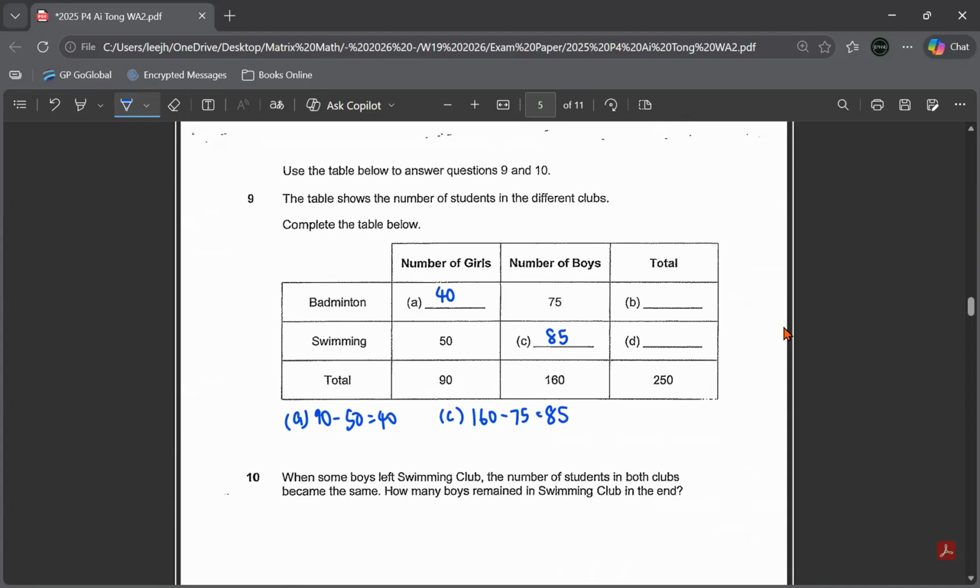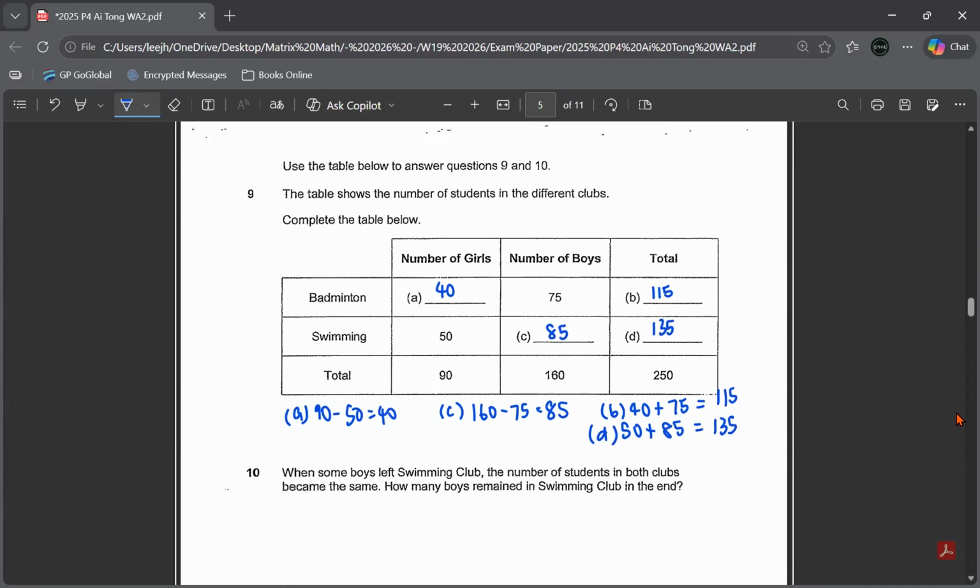Now we can tally up the total. So 40 girls, 75 boys. How many children in badminton club in total? So this is for B. It will be 40 plus 75, 115. So we write 115 here. Then D will be the number of children in swimming club only. So it will be 50 plus 85, 135. So we will fill up the table.